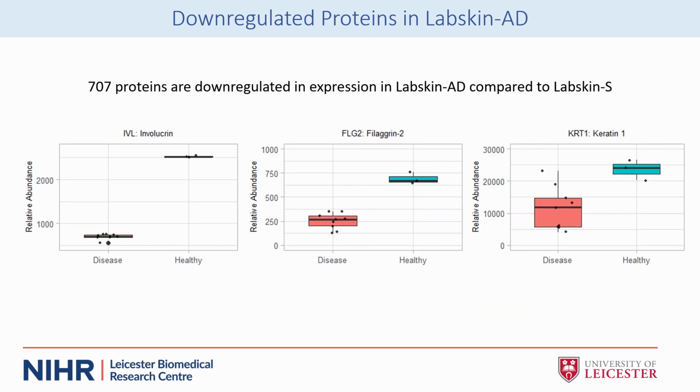And now let's look at the downregulated proteins. So these proteins are lower in the AD model compared to Labskin-S. There were 707 in total, but to highlight a few, we have filaggrin 2, involucrin, and keratin-1. And these are all reduced in the AD model, and this implies a reduction in late-stage keratinocyte differentiation.